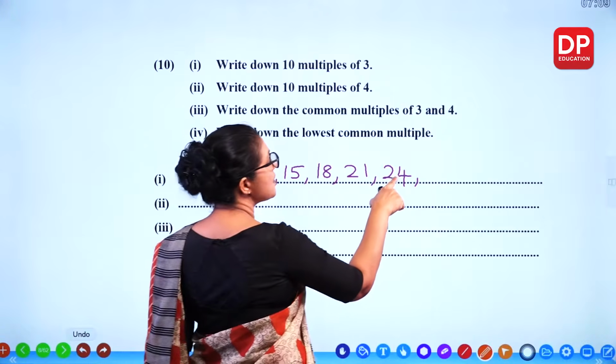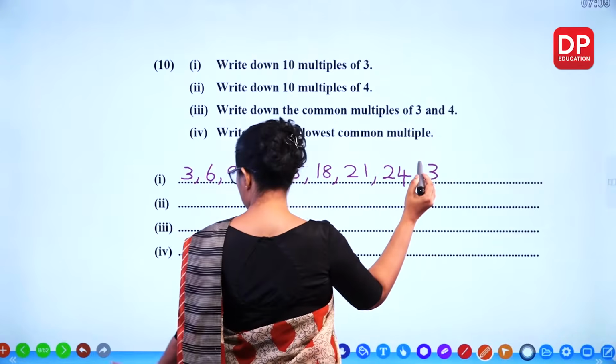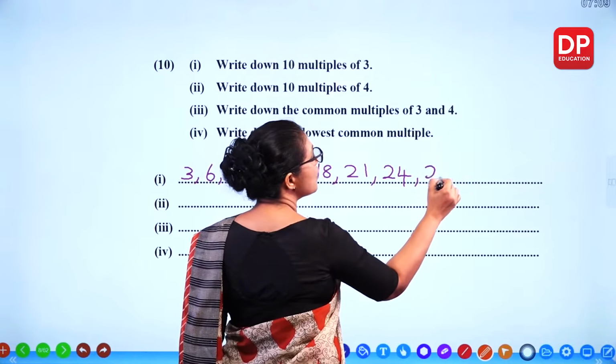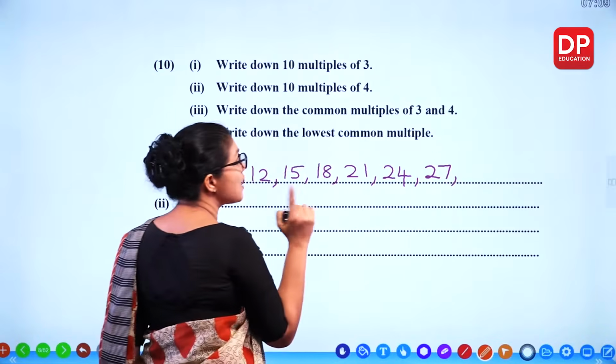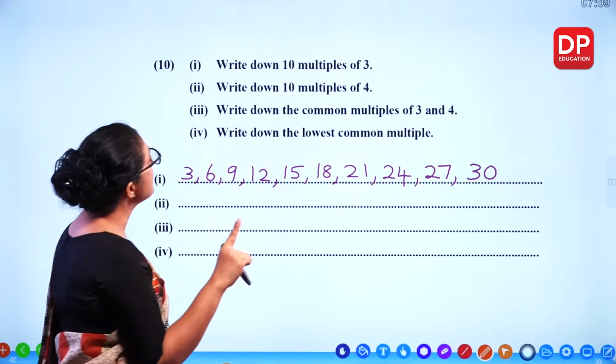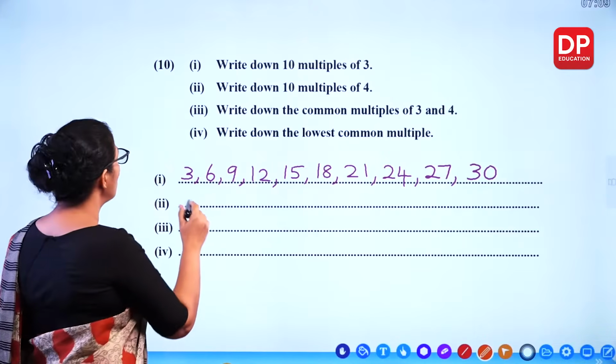So this is 3 times 8, 3 times 9, 27. 3 times 9, 27. And 3 times 10, 30. So altogether 10. Now write down 10 multiples of 4 times table.